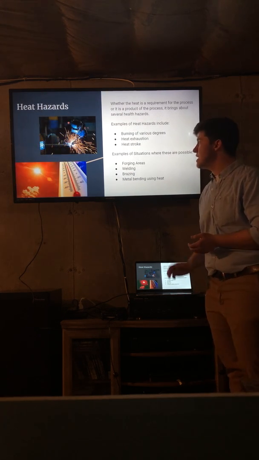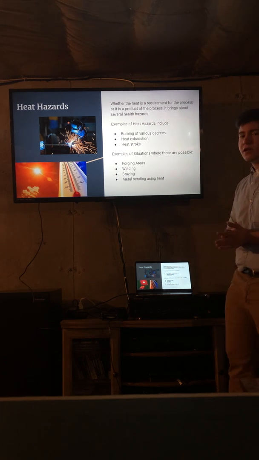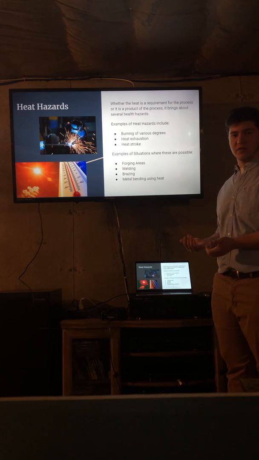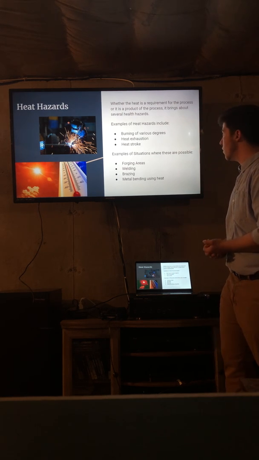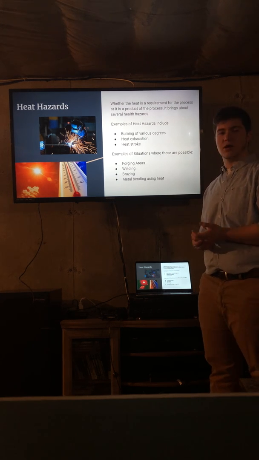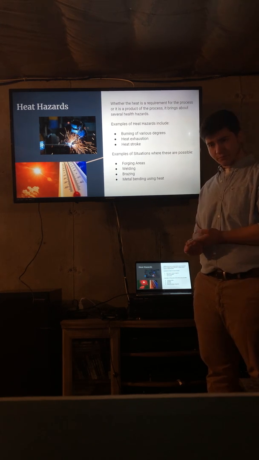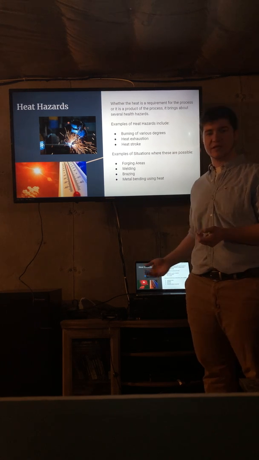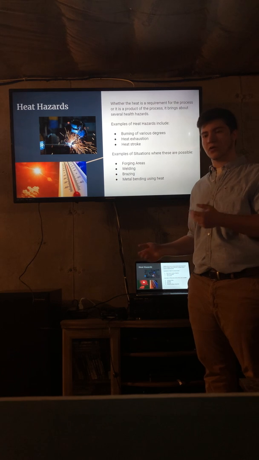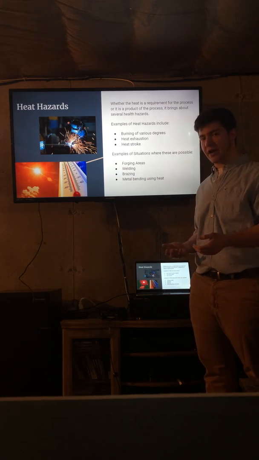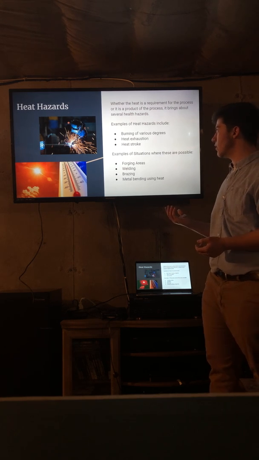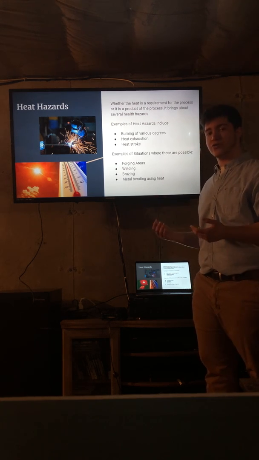So next is heat hazards. Heat can either be a requirement for a process to build something, or it can be a product of us building something, or both. So examples of hazards when it comes to heat are degrees of burns. We've all at one point touched something that's hot, whether it be a stove or a wood stove or something of the sort, and it hurt enough for us to realize that we don't want to do it again.